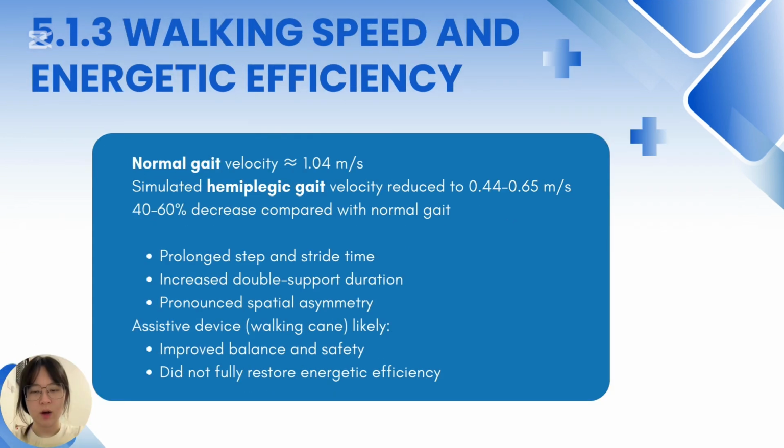Normal gait showed a walking speed of about 1.04 meters per second, reflecting efficient temporal-spatial integration. In contrast, simulated hemiplegic gait speed decreased to 0.44 to 0.65 meters per second, accompanied by prolonged step time, increased double support and spatial asymmetry. Although walking with a cane can improve stability and reduce speed, it suggests energetic efficiency was not fully restored, highlighting the need for rehabilitation targeting propulsion and gait symmetry.